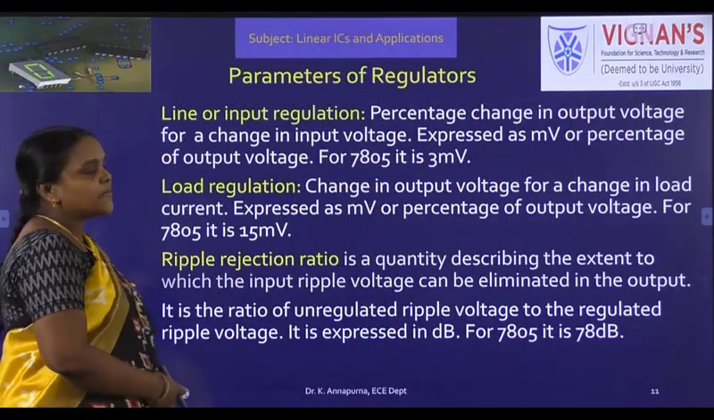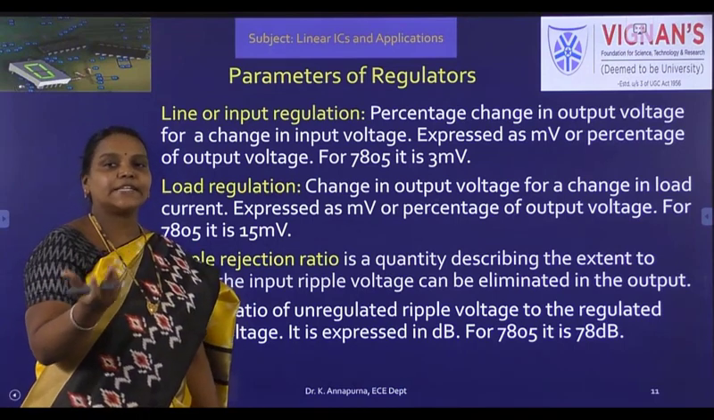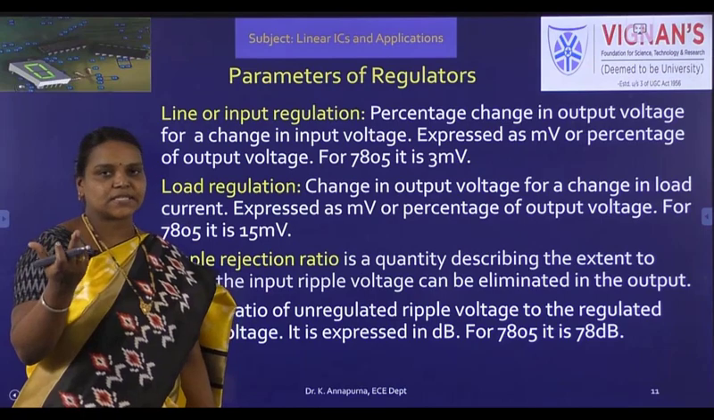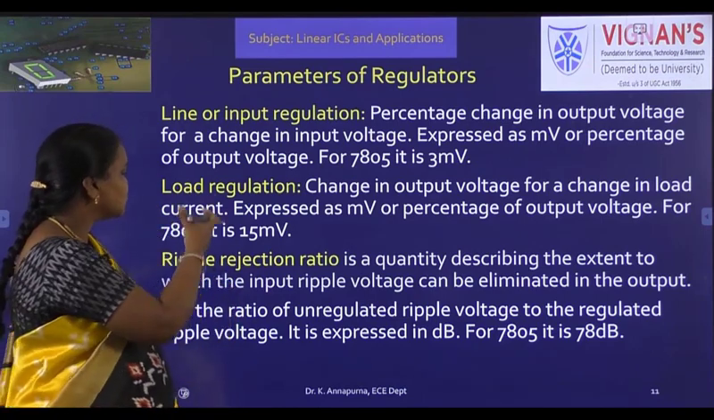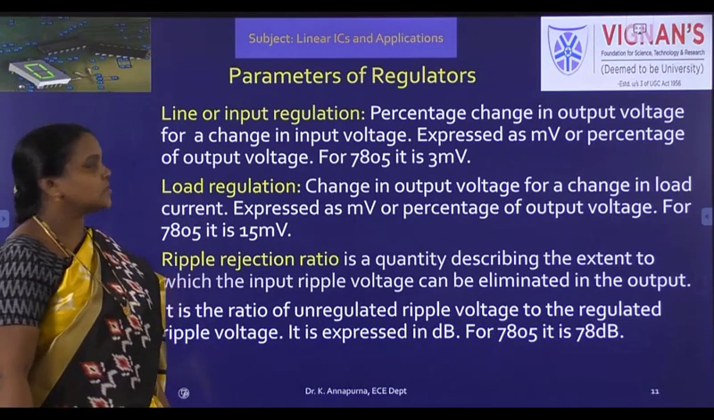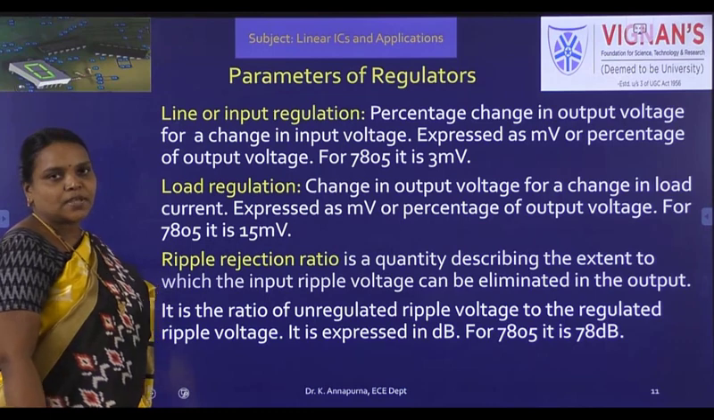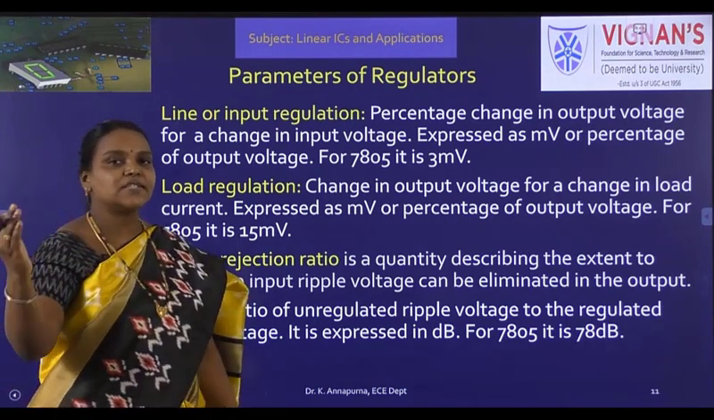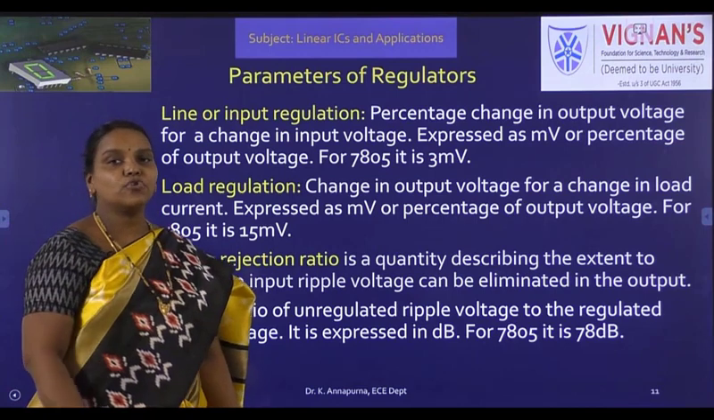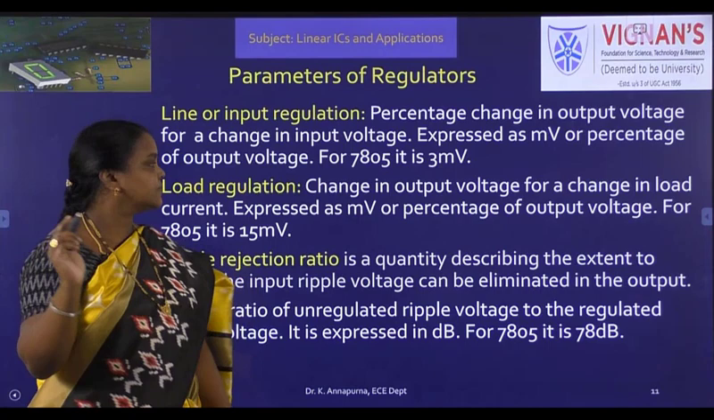Now what are the parameters? Parameters means how good that regulator is, that is, performance metrics. So to indicate the performance of regulators, mainly we use these three parameters. The first one is line or input regulation. That means how the output voltage maintains constant with respect to the line voltage variations. That is dV0 by dVi.